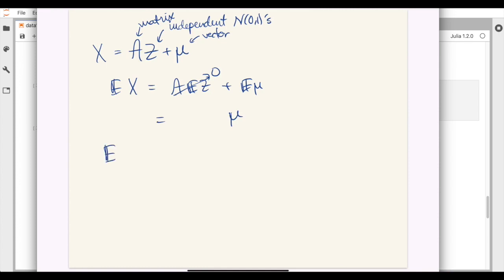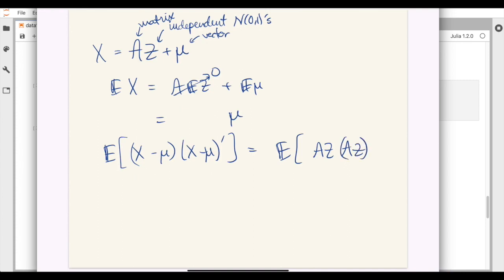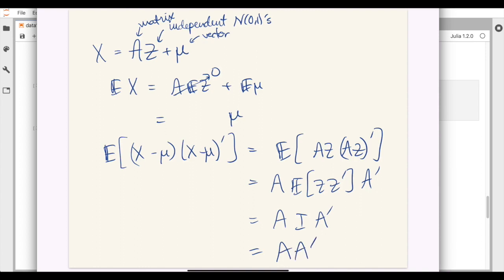And then the covariance of X is going to be the expectation of X minus its mean times X minus its mean transpose. So that's going to be the expectation of AZ times AZ transpose. By linearity, we can pull the A out, and we're going to get A times the expectation of Z times Z transpose times A transpose. And this is the covariance matrix of Z, and Z consists of independent normals 0, 1. So off diagonal, you'll get covariances of 0, and on the diagonal, you'll get variances of 1. So in other words, this is the identity matrix. And we're left with A times A transpose.